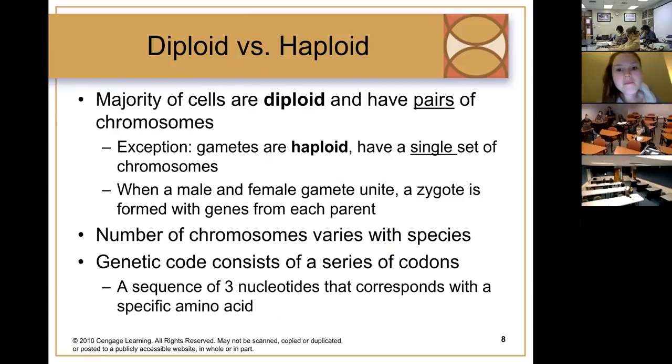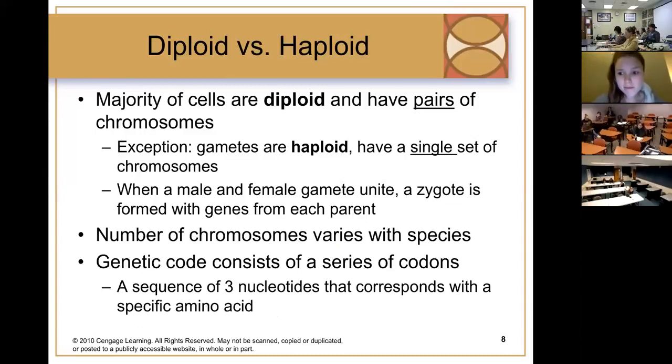So the cells can have what's called ploidy, which is basically just a term for how many chromosomes they have. The main types are diploid or haploid. The majority of cells are diploid, and if you look, it starts with di. If a word starts with di, what does that tell you it might mean? Two, right. So diploid has a pair of chromosomes, or pairs. They have sets of 2.